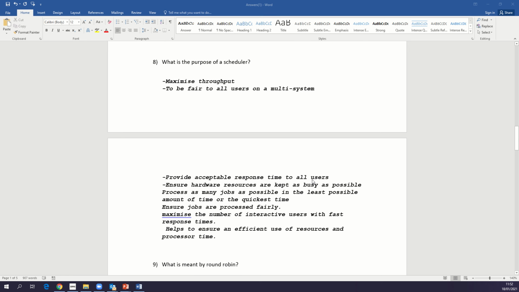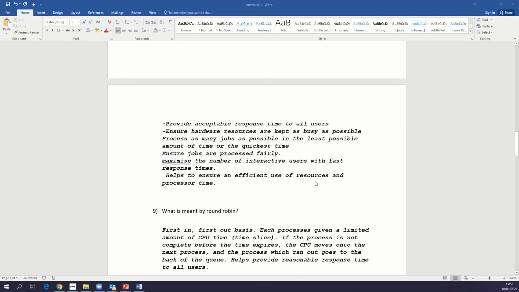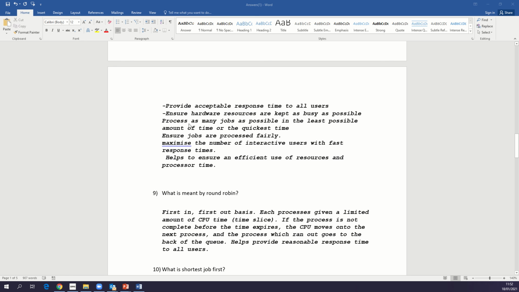And that's great, but we need to think about scheduling. So a scheduler, in question 8, and what's the purpose of it? The purpose is to maximise throughput, to try and get as much processing done as possible. You could also have put to be fair to all users on a multi-system, to provide acceptable response times to all users, to ensure hardware resources are kept as busy as possible.